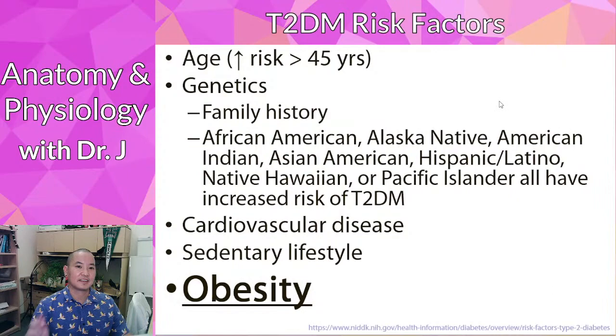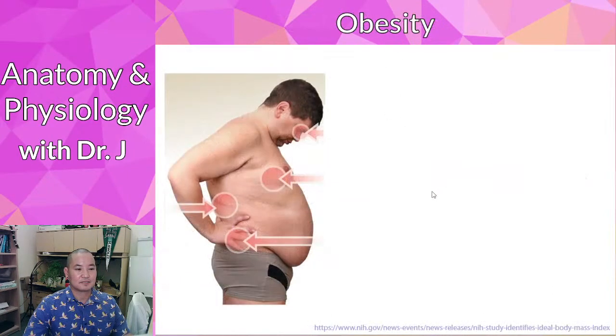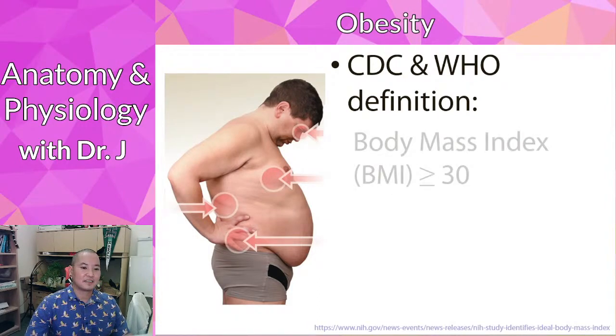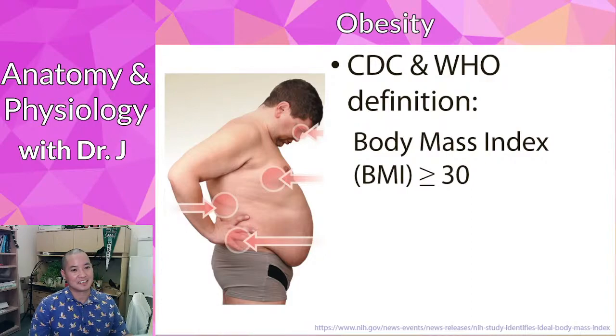But one big factor is obesity. So let's try to cover obesity real quick. And I know some people are going to, when I talk about this, so this is a CDC and WHO definition, and also the NIH definition. So it involves body mass index. And I can hear some people bristling about body mass index. And yes, I know. But this is their definition.